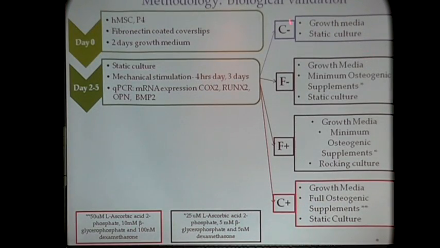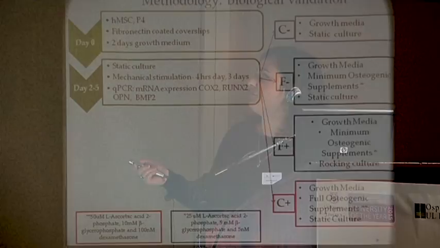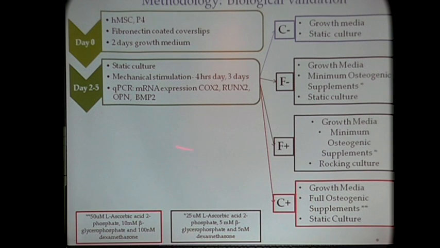So I'm now interested in applying this model system and seeing whether I can induce stem cells differentiating into bone cells. So, biologically validating the system, human mesenchymal stem cells are cultured for 2 days, subsequently divided into 4 groups. My negative control, which is growth medium, is static culture. My no-flow control, which is static culture with minimal osteogenic supplementary growth medium. My flow group, which were cells grown in minimal osteogenic supplementary medium and stimulated for 4 hours a day for 3 consecutive days. And my biochemically induced osteogenesis as a positive control.